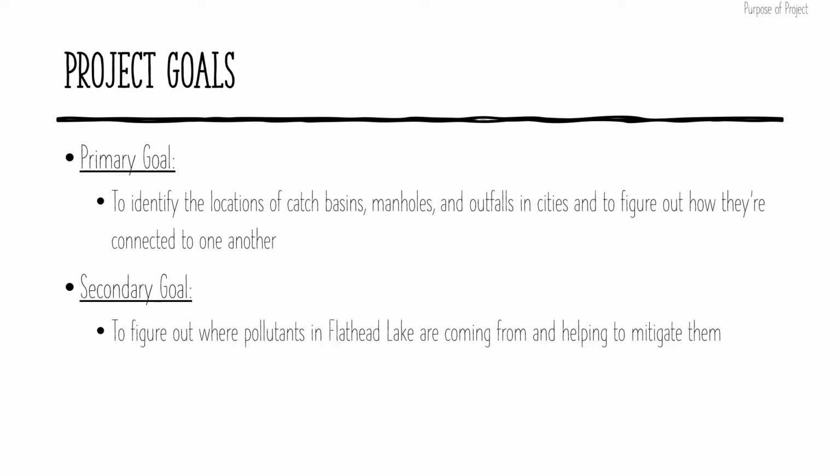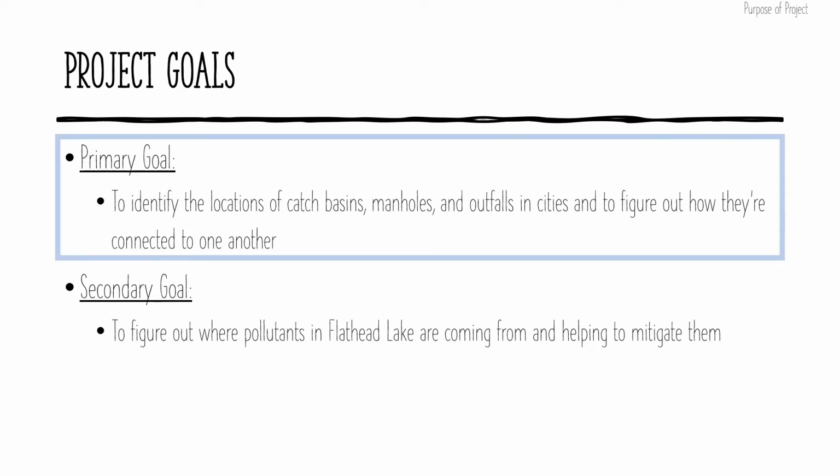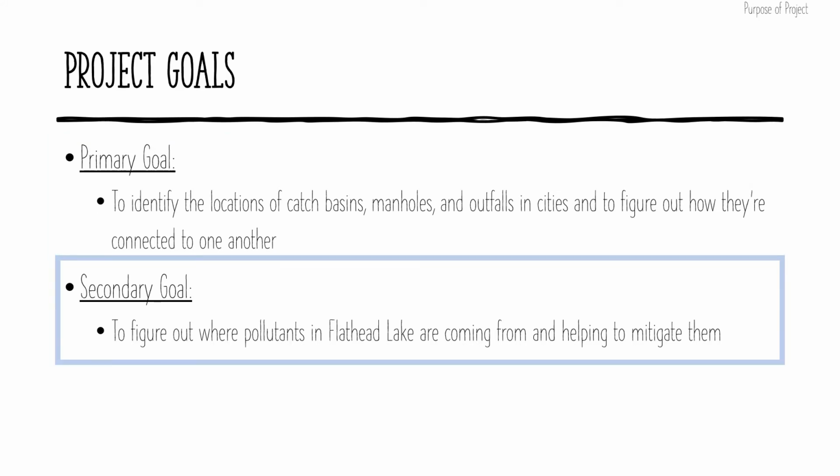And that brings us to the overall goals of this project. The primary goal, which is the direct goal of your individual contributions, is to identify where catch basins, outfalls, and manholes in urban areas are located and figure out how they're all connected to one another. Then we can take a step back and assess how worried about a particular outfall we should be, which is the secondary goal or the indirect goal of your individual efforts.